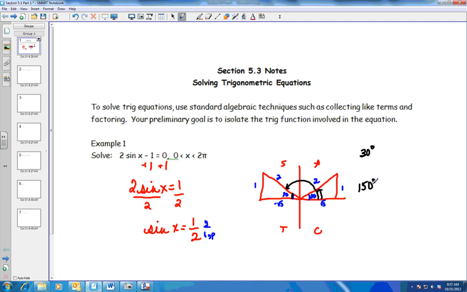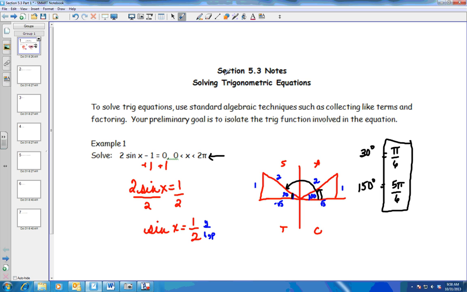So my two answers are 30 and 150, but we always want to write our answers in the same form as what they give our intervals. And if they don't give us an interval, we're always going to write it in radian form. So we're going to change these to radians. 30 degrees is pi over 6. And 150 degrees is 6 pi over 6 minus pi over 6. So that's going to be 5 pi over 6. So those are our two answers, pi over 6 and 5 pi over 6.